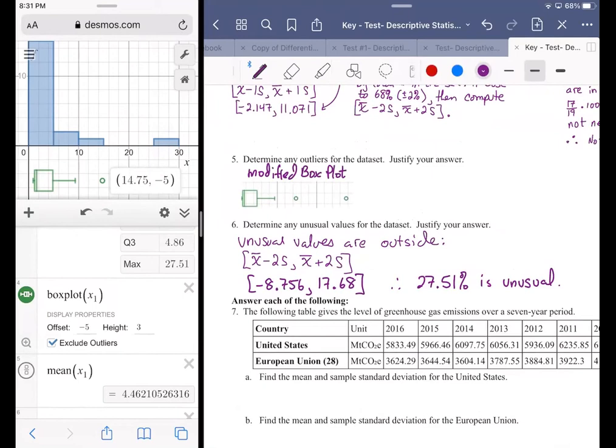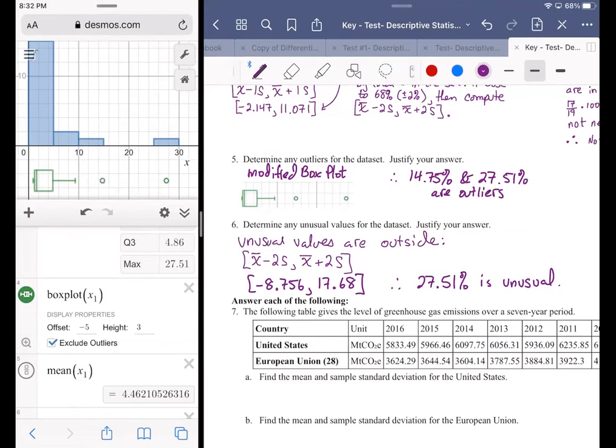All right, so we can conclude that 14.75% and 27.51% are outliers. And the justification is very nice. The justification is the modified box plot.